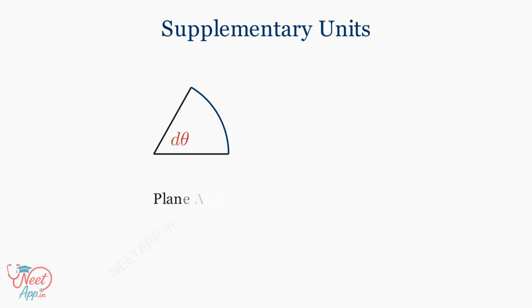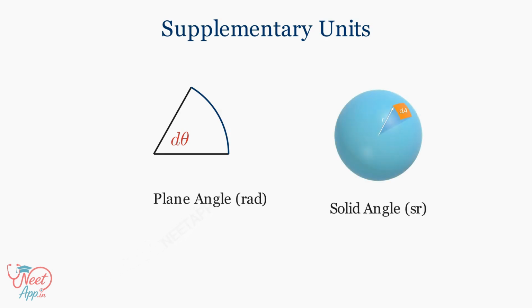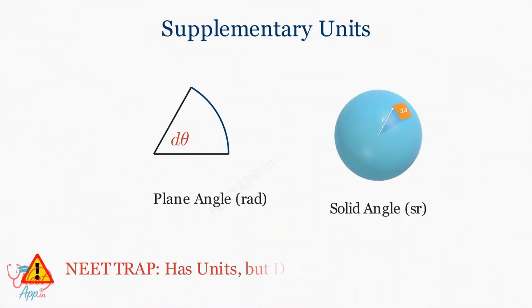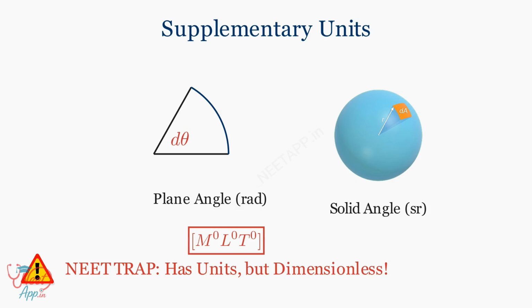But wait, NTA loves to test the exceptions. There are 2 extra quantities called supplementary units used for geometric angles. Plane angle is measured in radians and solid angle is measured in steradians. Listen closely, because this is a massive high-yield NEET trap. Both the radian and steradian possess highly defined SI units, but they are completely dimensionless quantities.